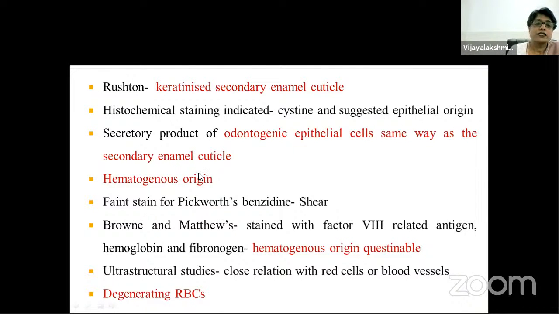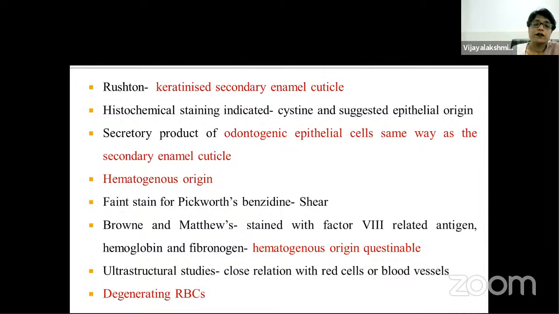But many histochemical studies which were done subsequently had no evidence to prove that it is a substance which is keratin and of epithelial origin. But they said that it could be a secretory product of odontogenic epithelial cells, same as that of secondary enamel cuticle. But later, some of them believed it to be of hematogenous origin, which is derived from thrombi in venules of the connective tissue that has become varicose and strangulated by epithelial cuffs which encircle them.